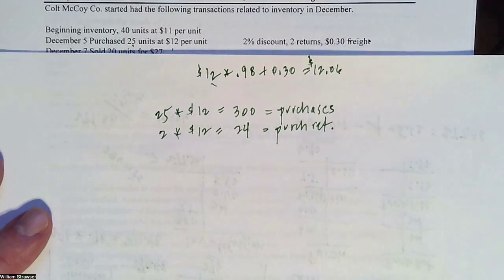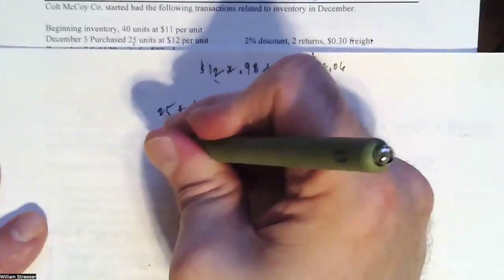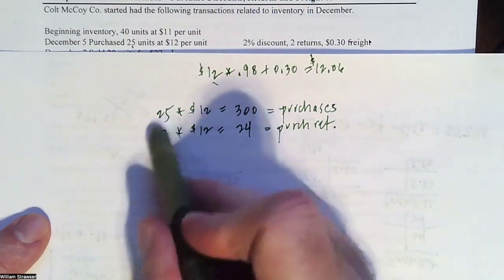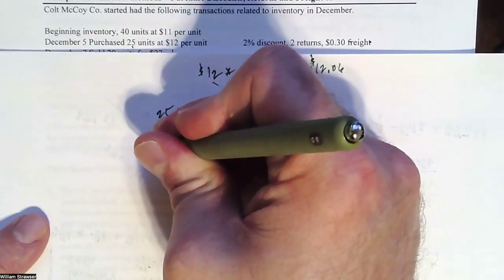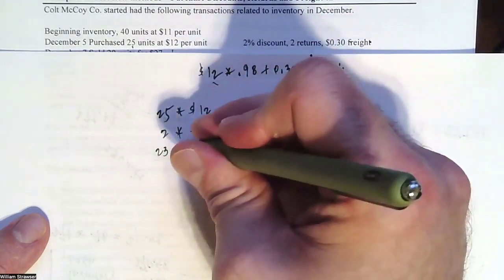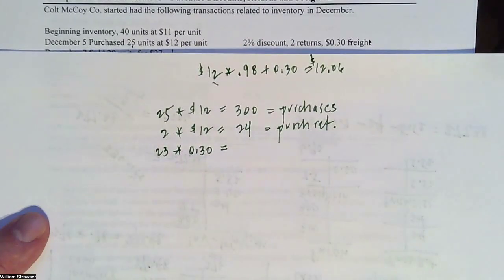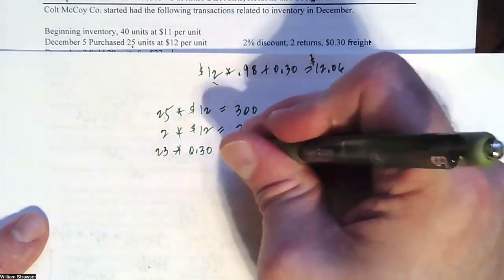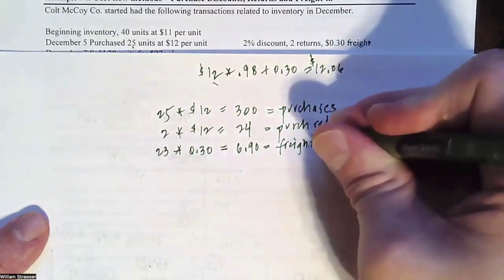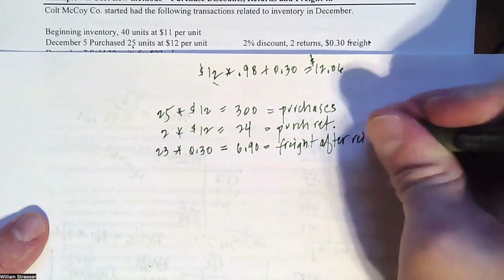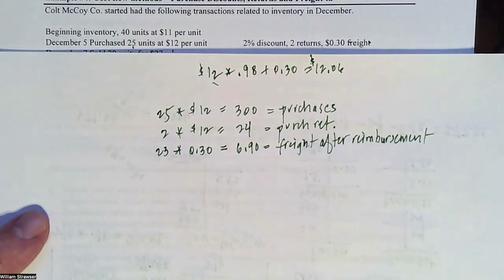For the freight, because we get reimbursed freight, you want to be just a little circumspect. You don't want to do the full freight for all 25 because two got returned. And so really I only have 23 left. And those 23 are going to be at the 30-cent amount. And you'll see that if I take 23 times 30 cents, I get 6.90, which gives me that freight after reimbursement, which is what we want. So we don't have to record a debit to freight, then a credit to freight.